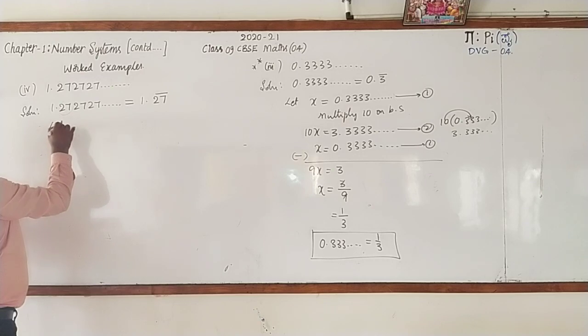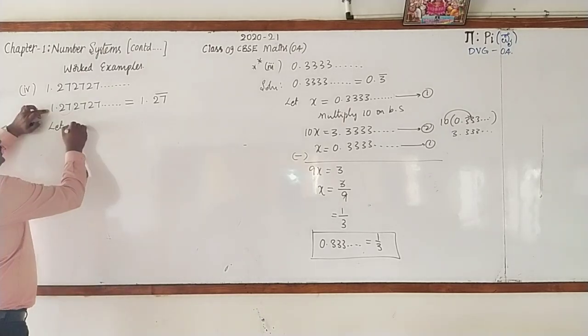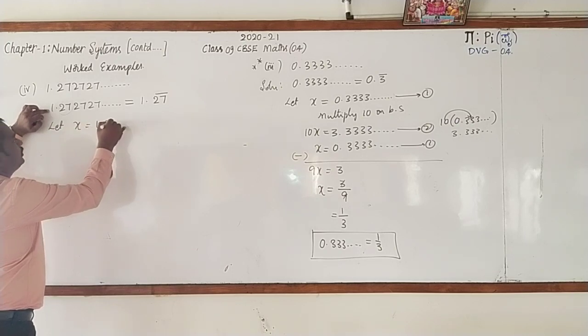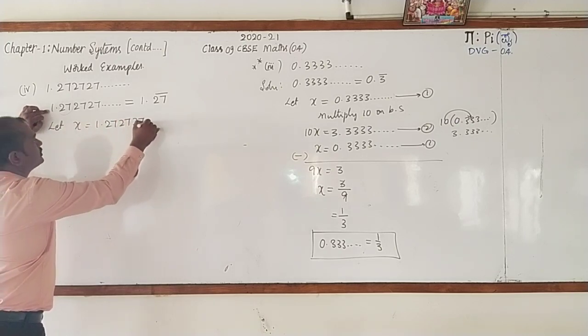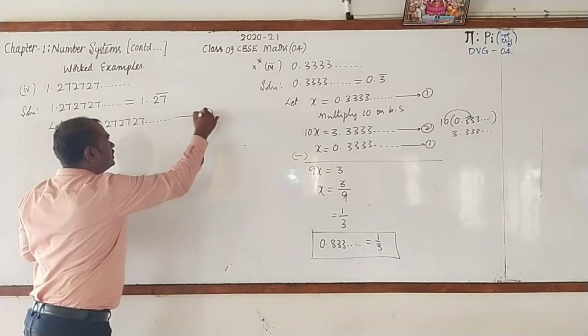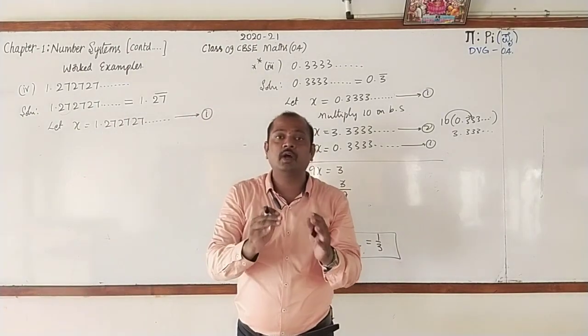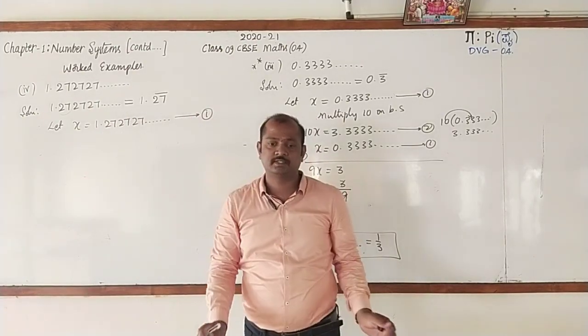Now, let us take x. You may take x, y, z, whatever letter you want. Let x equal to 1.272727 and so on. You may call this equation 1. Now, can you tell what should be multiplied on both the sides?